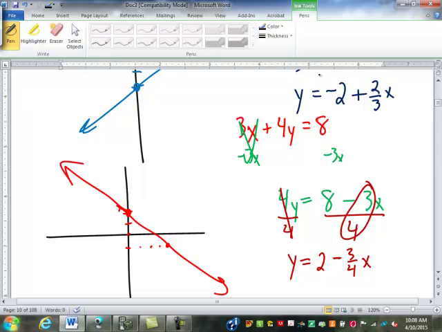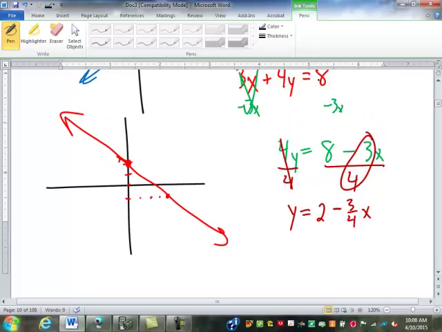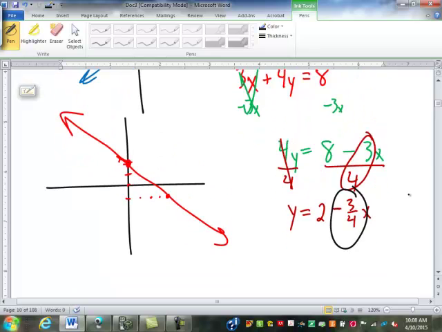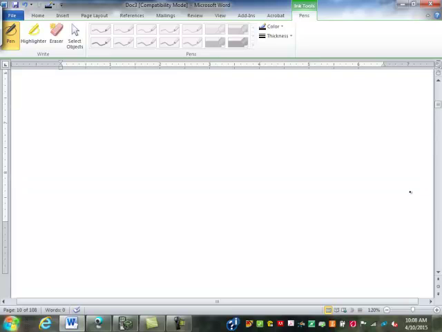Okay. So the last thing we really want to talk about is we want to talk a little bit more about this slope here. That slope can be found looking at our graphs, actually.